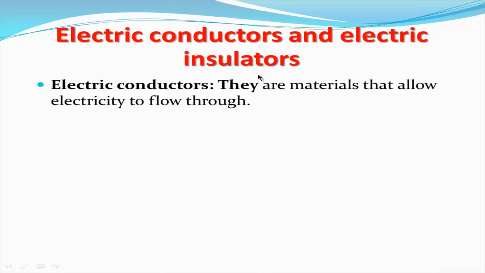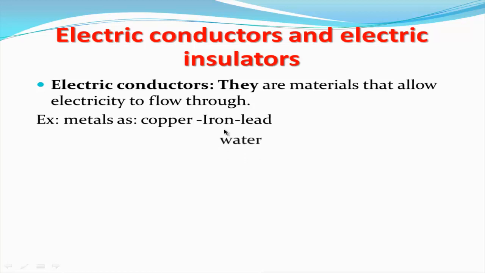The first type we will talk about is electric conductors. What is meant by electric conductors? They are materials that allow electricity to flow through. We have some examples of electric conductors, as all metals are electric conductors, such as copper, iron, and lead. Also, water is a good conductor of electricity.